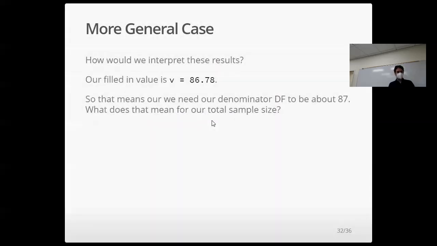Right. So all we need to do is, if our denominator degrees of freedom is about 87, but per group. Oh yeah, well, first we need to add 3. Right. But then divide by 3 per group.